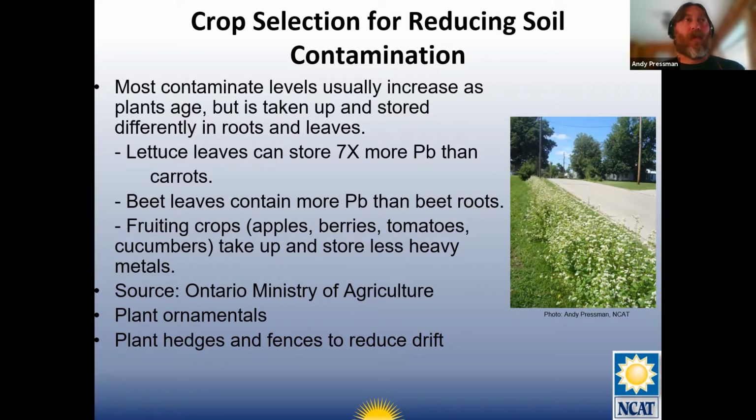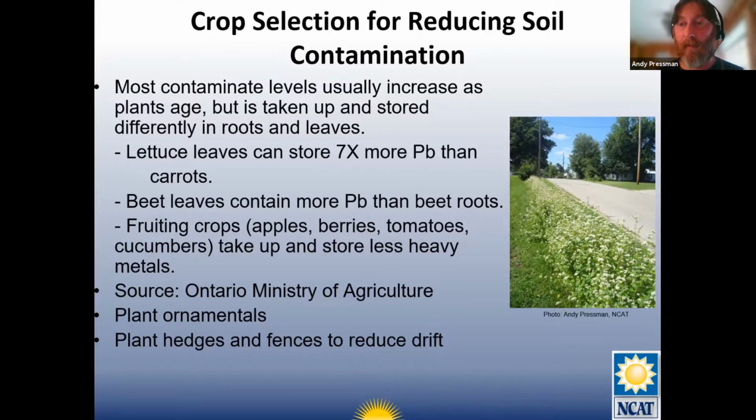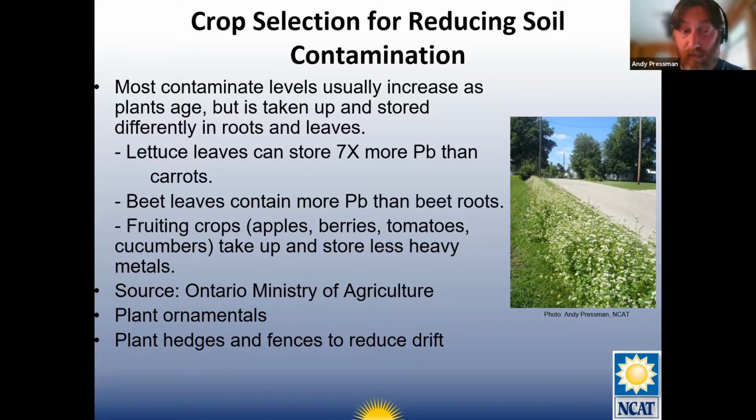So if you dive into some of this, there's a lot of differences in research. And to me, a lot of the information I felt most comfortable with came out of the Ontario Ministry of Agriculture. They've done a lot of research on looking at specific crops and how they take up contaminants, particularly lead. Some examples I found from their research show that lettuce leaves can store 7 times more lead than carrots or root crops, and that within root crops, the leaves contain more lead than the roots themselves.